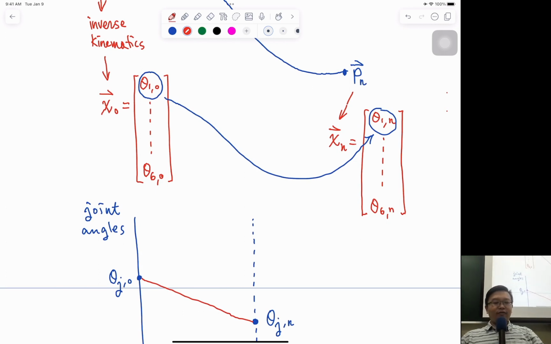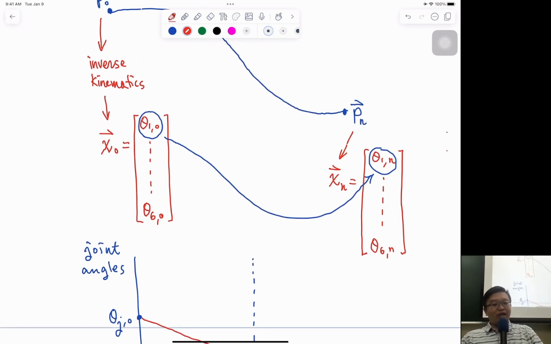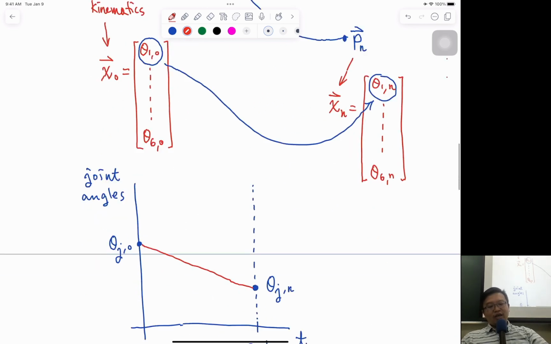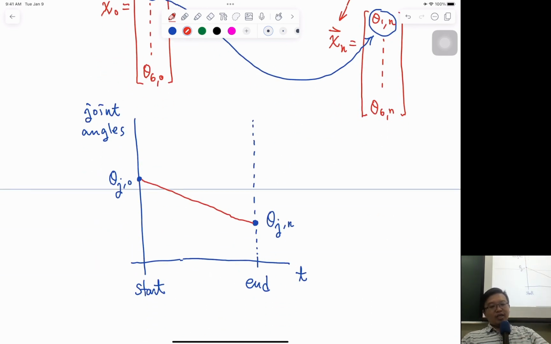By this way, you realize you don't really need to perform inverse kinematics too many times. You only do it once for the first configuration, and then you do it once for the final one. And then you basically figure out how the motor is going to move. You have a starting motor angle, and then you end up with a final motor angle.